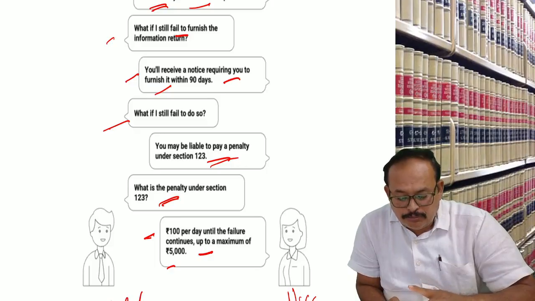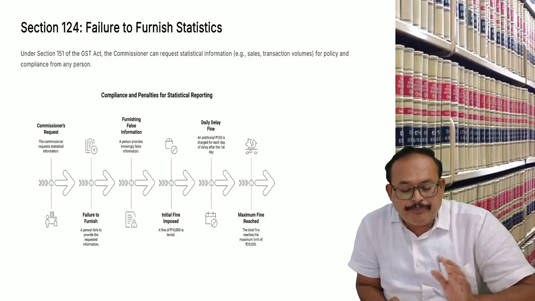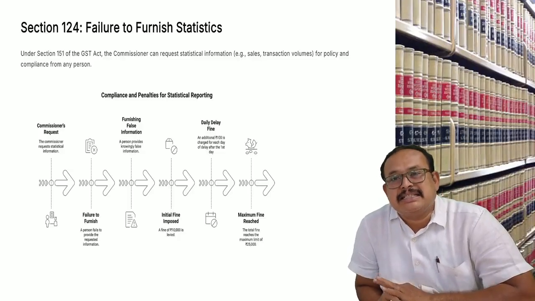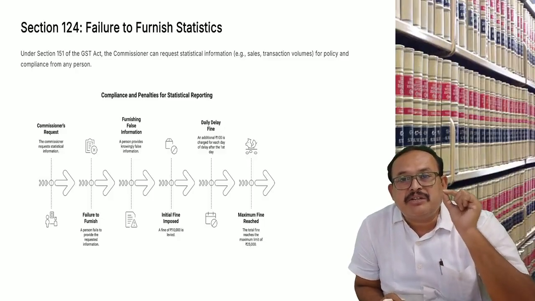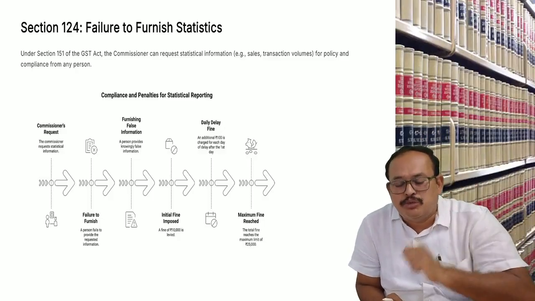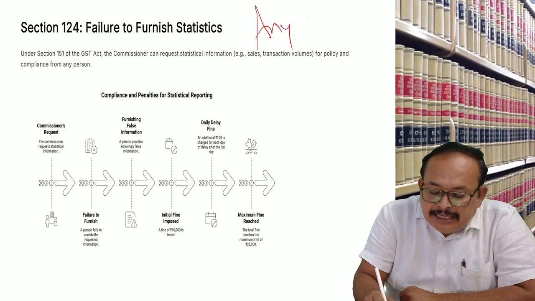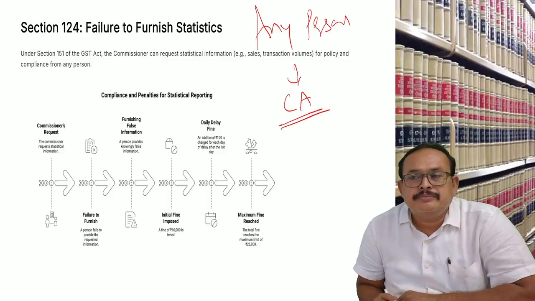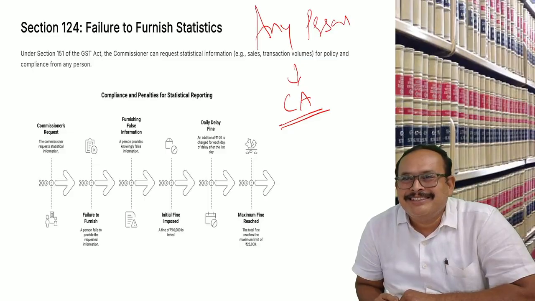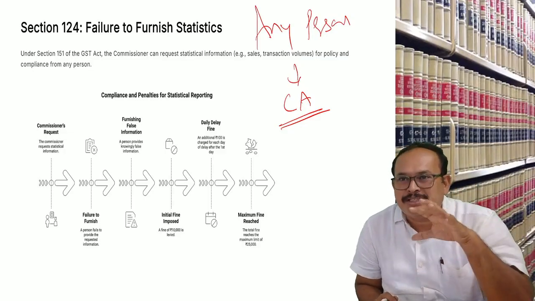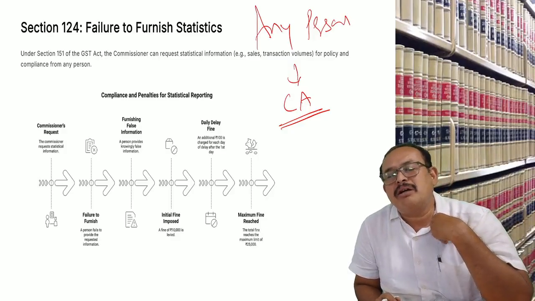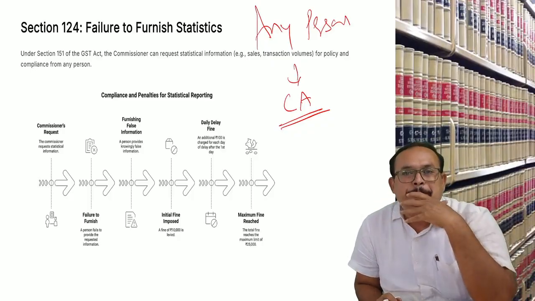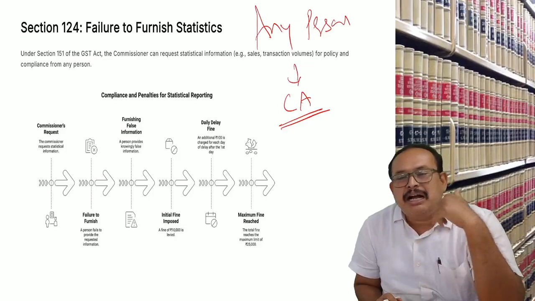Coming to 124, failure to furnish statistics. Sir, the department officer can call for it from any person. The word used here is any person. Any person may be a CA. For example, sir, my name is Infra Limited. My data, my information and everything is in the office of the CA. You are my CA. I defaulted.